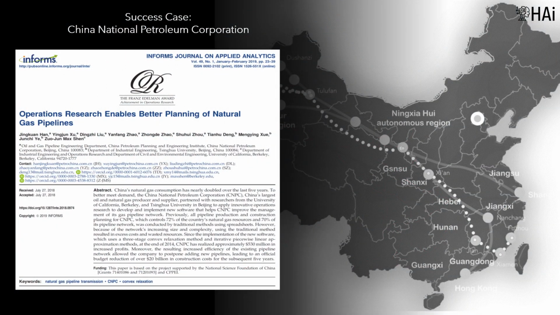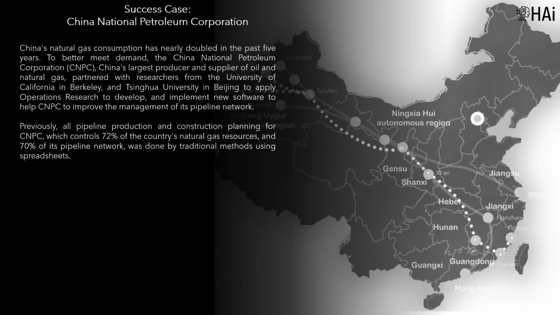The paper Operations Research Enables Better Planning of Natural Gas presents the use of mathematical optimization models for pipeline planning. China's natural gas consumption has nearly doubled in the past 5 years. To better meet demand, the China National Petroleum Corporation, CNPC, China's largest producer and supplier of oil and natural gas, partnered with researchers from the University of California in Berkeley and Tsinghua University in Beijing to apply operations research to develop and implement new software to help CNPC improve the management of its pipeline network.